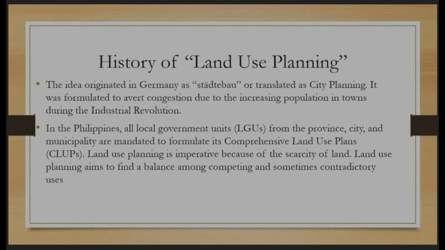The history of land use planning. The idea originated in Germany as Städtebau, translated as city planning. It was formulated to avert congestion due to the increasing population in towns during the Industrial Revolution. In the Philippines, all local government units or LGUs from the province, city, and municipalities are mandated to formulate their comprehensive land use plans, known as the CLUPs. Land use planning is imperative because of the scarcity of land. It aims to find a balance among the competing and sometimes contradictory uses.